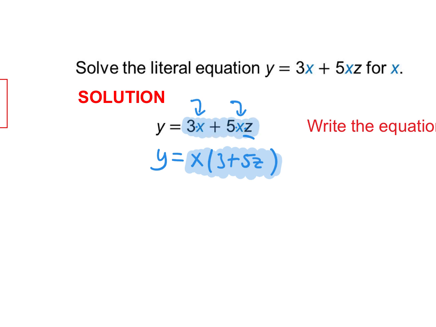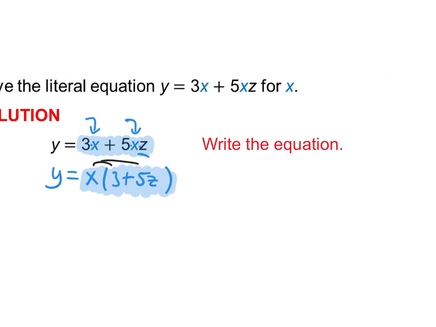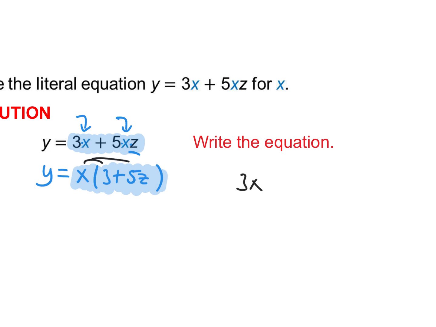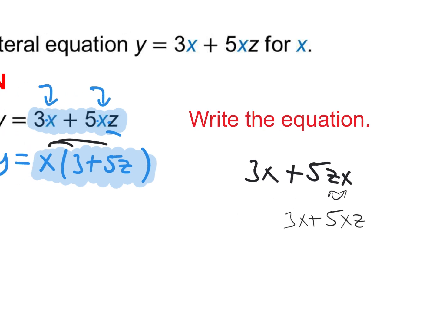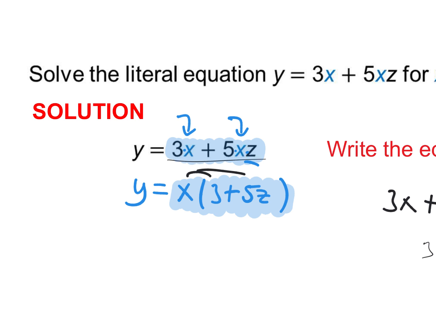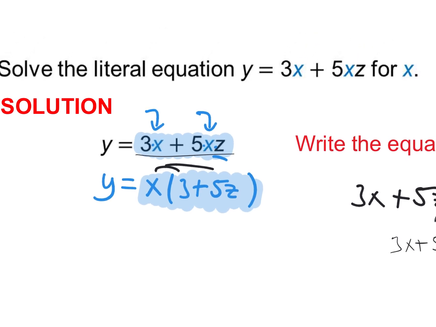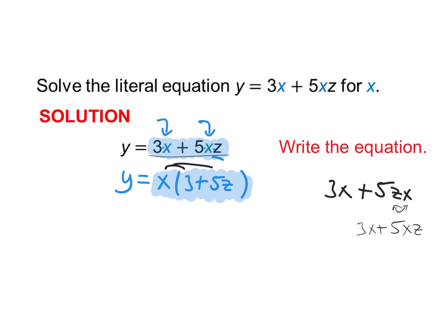You can distribute x, and then you get x times 3. You don't have to write this, but it's going to be 3x, and then x times 5z is going to be 5zx. But if you remember the commutative property of multiplication, we're allowed to switch the order of these, so we get 3x plus 5xz. And this is exactly what we have here. Hopefully we're all okay with that. You're allowed to pull out an x as a factor, because when you distribute this x, you get this.